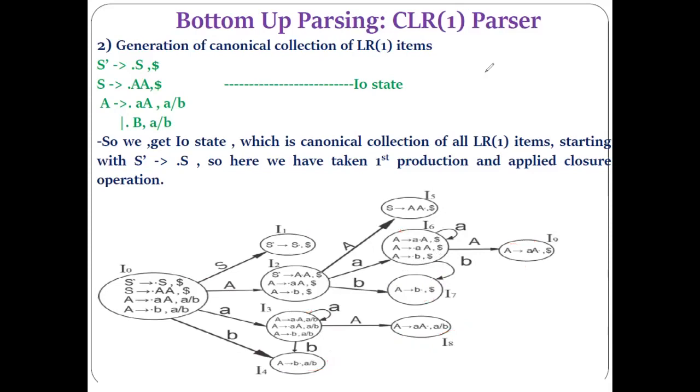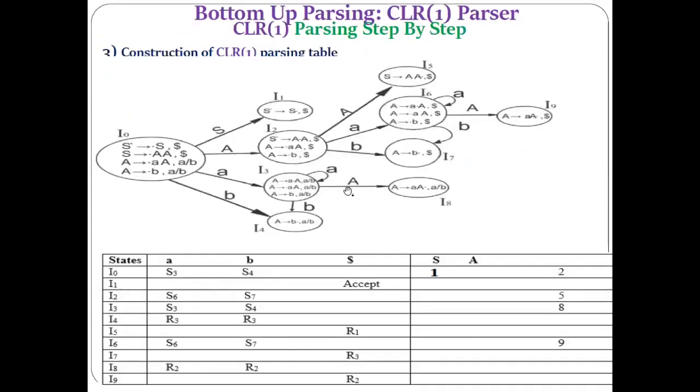Then next we have to construct the parsing table for CLR1. This is the next important step, to construct the parsing table for CLR1 items. All the things are similar, just like LR0 and SLR1. The only change is where to place the reduction entries. That is the different thing.